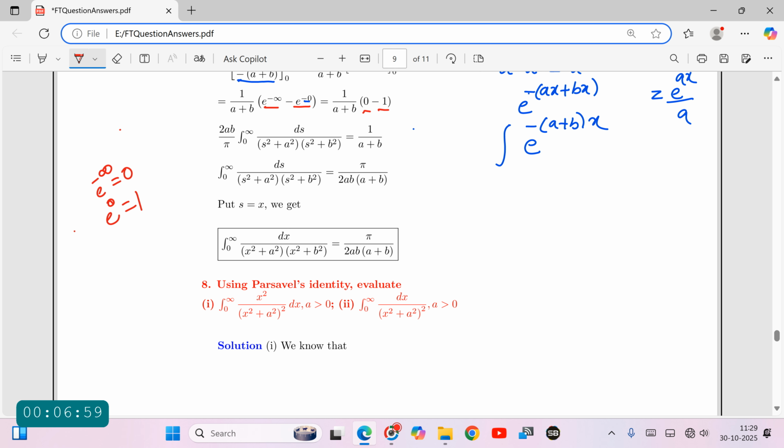Already there is a term on the left side: 2ab by pi integral 0 to infinity ds by (s square plus a square) into (s square plus b square) equal to 1 by a plus b. So bring the constant term to the other side and take the reciprocal: pi by 2ab into (a plus b). But in our question they ask in terms of x. So replace s by x, we get the solution: integral 0 to infinity dx by (x square plus a square) into (x square plus b square) equal to pi by 2ab into (a plus b).